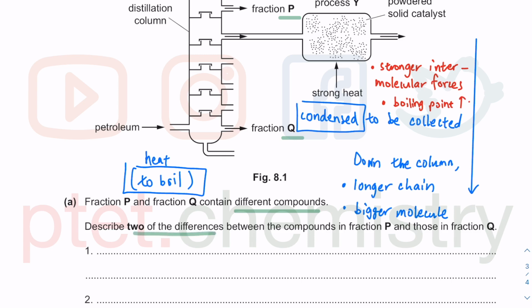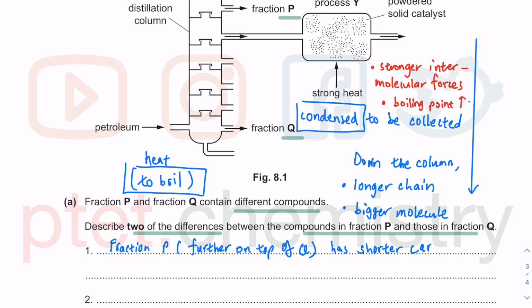Now, describe 2 of the differences between the compounds in those 2 fractions. I've listed a couple. So fraction P, which is further up in the column, further on top of Q, has shorter carbon chain. So they contain carbon, they are hydrocarbons, so shorter carbon chain. You can also talk about smaller molecule. So therefore, it's a smaller molecule than fraction Q, which is at the bottom.